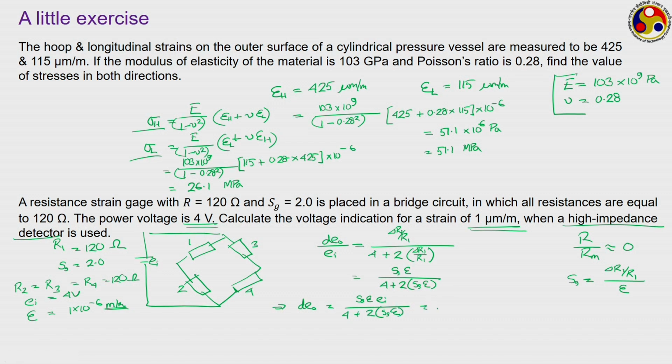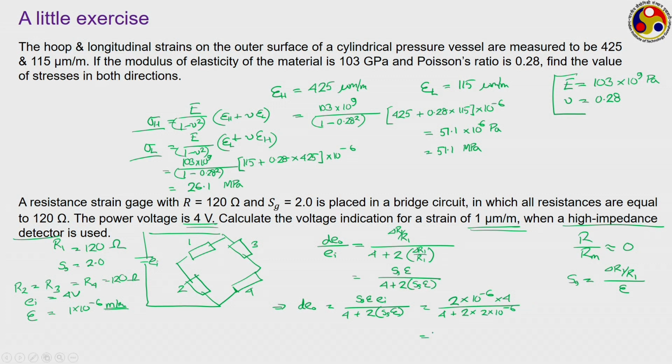So, if we put the numbers, our gauge factor is 2, epsilon is given as 10 to the power minus 6 and Ei is equal to 4 volt, that is in SI unit only. So, no need to convert. In the denominator, 4 plus 2 into gauge factor is 2, into strain 10 to the power minus 6.